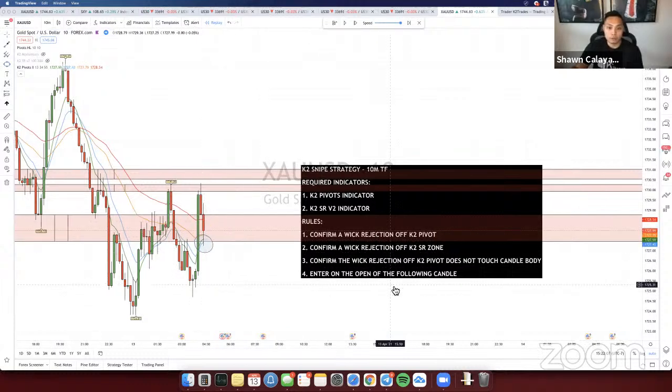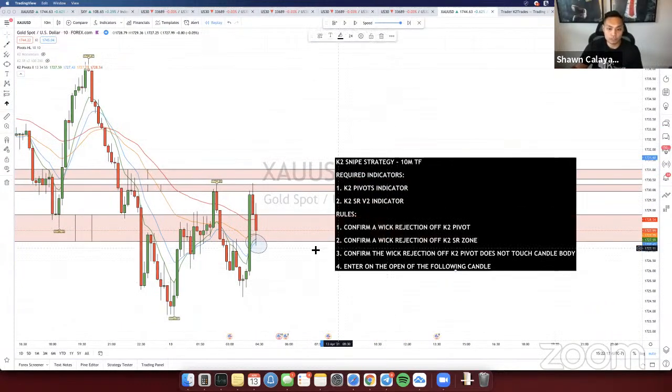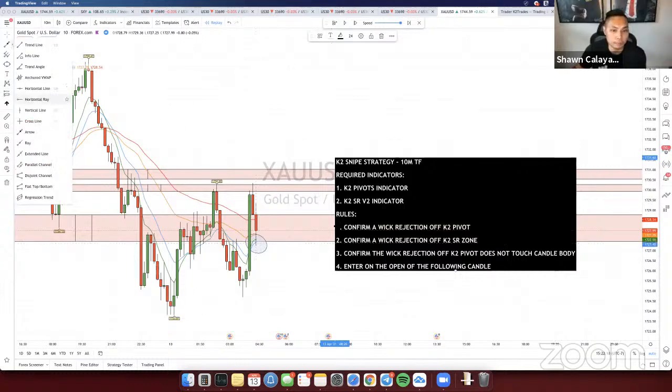So for the first requirement, we're going to identify a wick rejection off the K2 pivot. So right here, it's rejecting off the blue pivot. That's going to be requirement number 1.